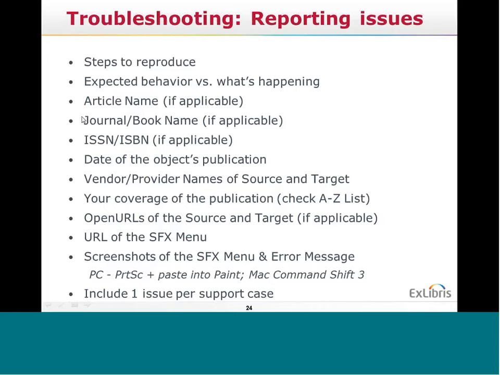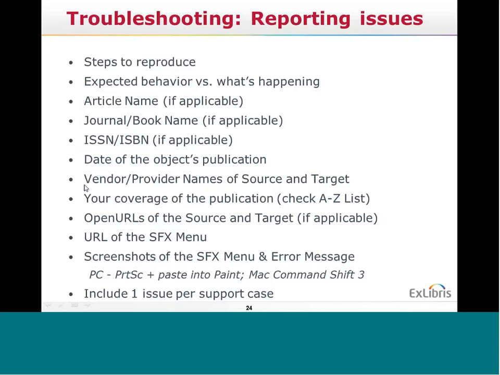The citation information, if that's applicable, so the article name, the journal or book name, the ISSN or ISBN, if that's applicable, the date. This is all information that should be available in the citation that you're looking at and that you might be experiencing some issues with. Don't worry about digging around for this information if it's not there.